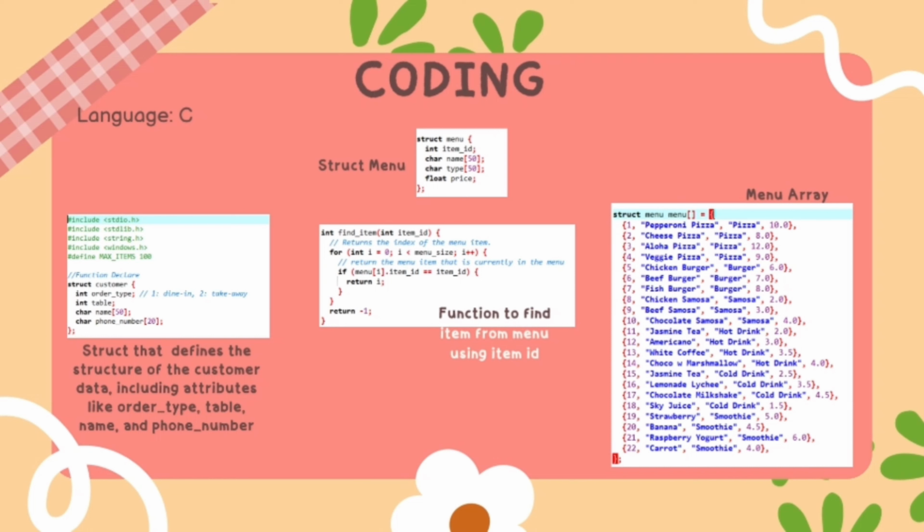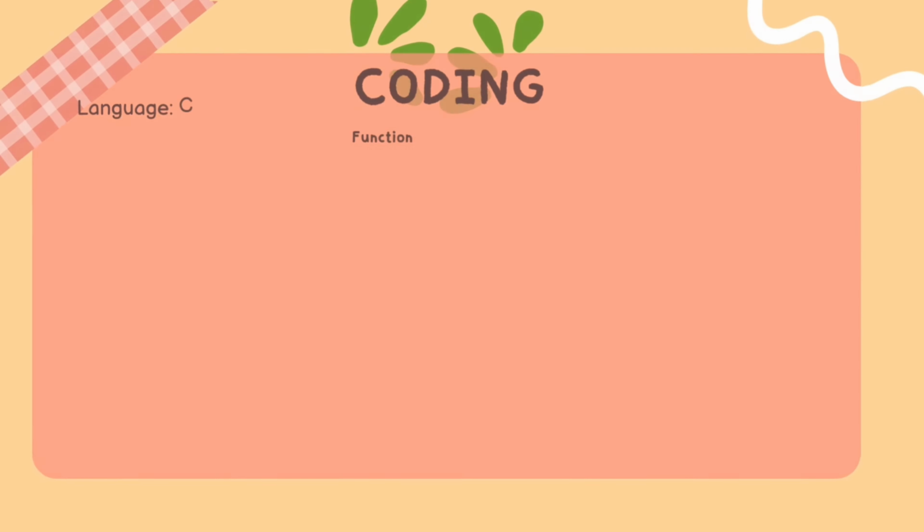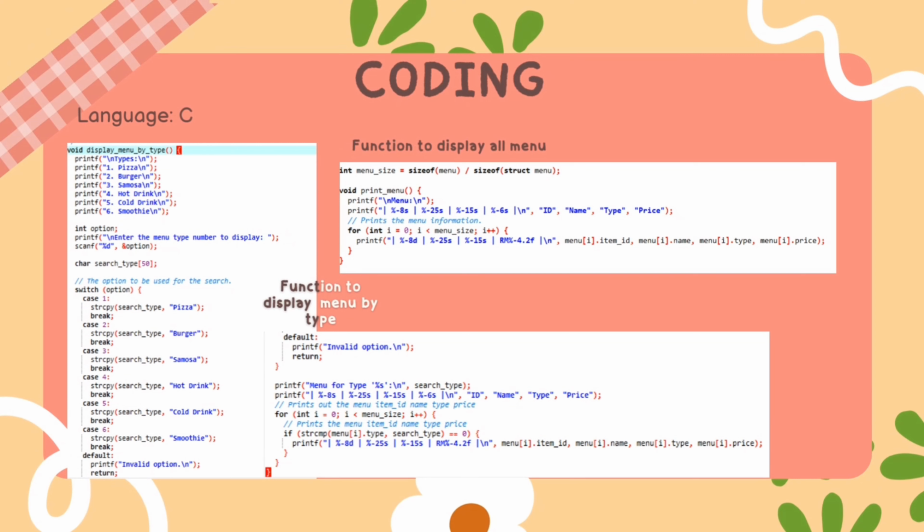Lastly, we have menu array. It contains information about various menu items, enabling us to build a menu. In the next slide, we have function menu by type. It can display menu items based on the customer's selected type. And we also have print menu. It can show the entire menu with item details such as name, type, and price.